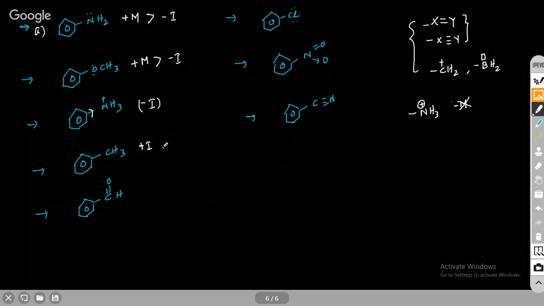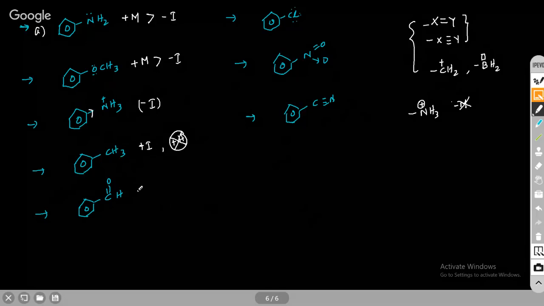And if you ask me any other effect, it can show plus H also, hyperconjugation. But I am not writing it down here, because hyperconjugation we haven't discussed. We'll discuss it today also, right? But yes, plus I is possible here, correct?